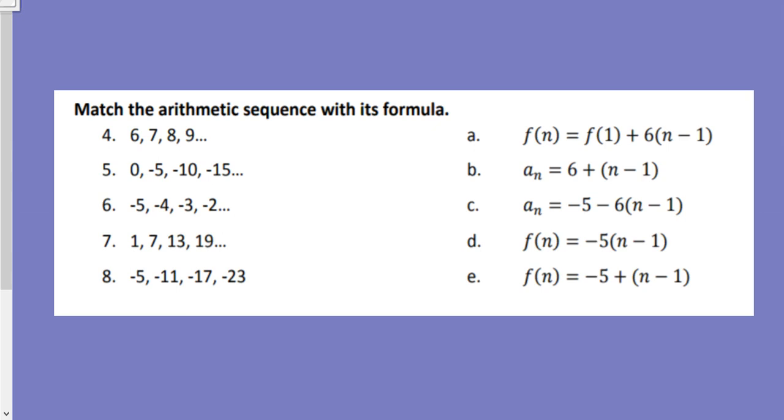Okay, so let's match some of our arithmetic sequences with their formulas. I can see number 4 here has a common difference of 1. So I'm looking for a formula that has a common difference of 1. That is like my slope, so it's what I'm multiplying by. The ones that I see that have a common difference of 1 are B and E. And then I'm always going to start with my initial value, which is my first term. So in this case, 4 goes with B.